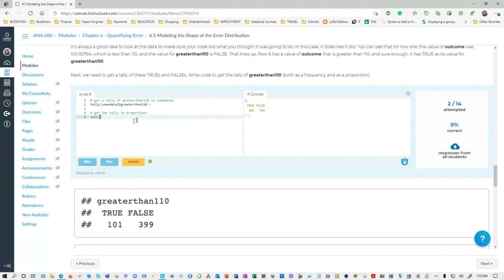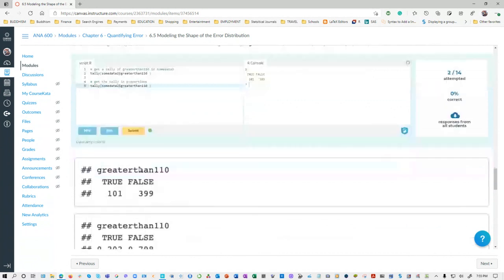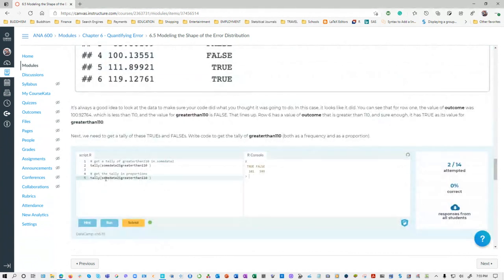Then say tally, same thing. Okay, tally. Instead of that one, they need the proportions. Okay, they need this one. So this one, we're going to go ahead and say format. You need proportions. Format, proportions, and proportions.